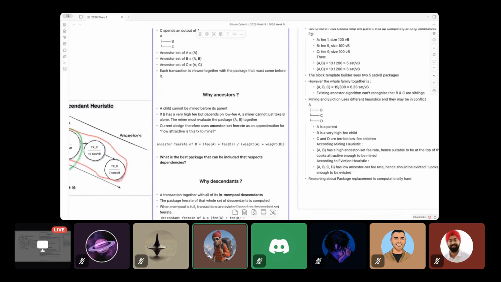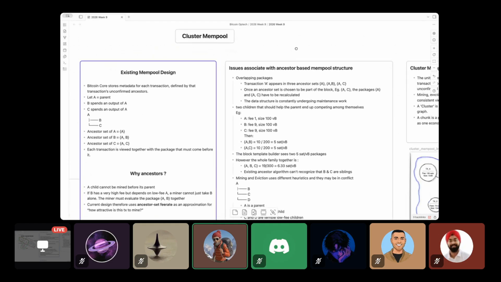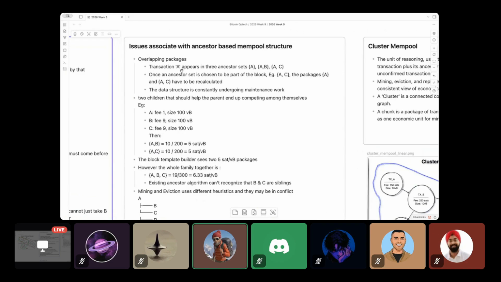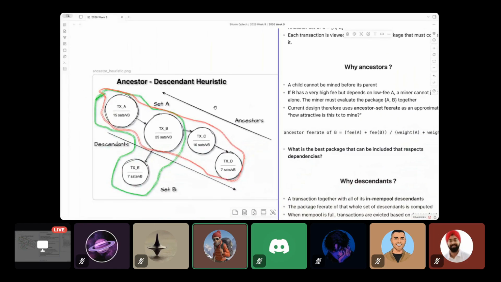So this is how the existing heuristic works. Now we'll look at all the issues associated with it. First things first, if you can see in this example, there are two sets. Transaction A will be in set A and set B also. And now the issue is, let's say mempool lists set A first and set B second, and then it picks set A and then set B and puts them in the block. The problem is first set A will sit, and following that set B will sit. But the problem here is that A is part of both A and B.